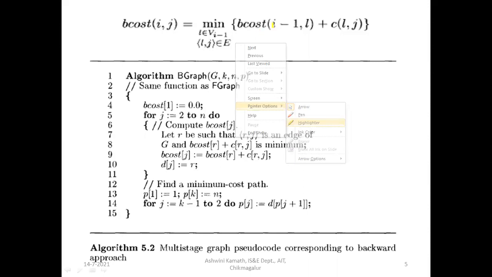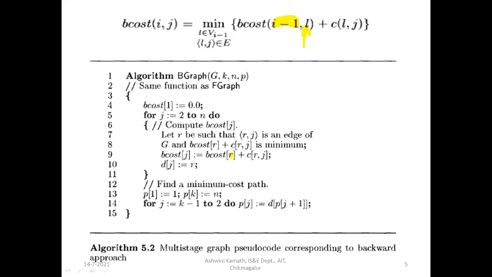So here B cost of i minus 1, the stage number, is not there, but the vertex is there. From which vertex to the source node we have the minimum cost path, that will be l; in this algorithm it will be r. It is the minimum cost of the path from the source node to the vertex r. Then from which vertex we are getting the lowest cost, that will be stored in d of j. So d of j is equal to r.